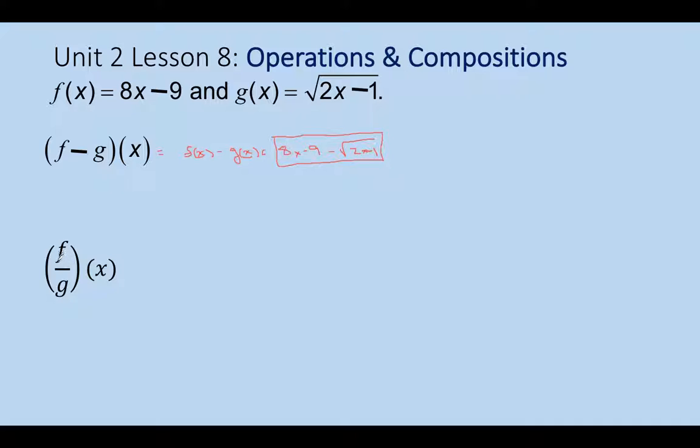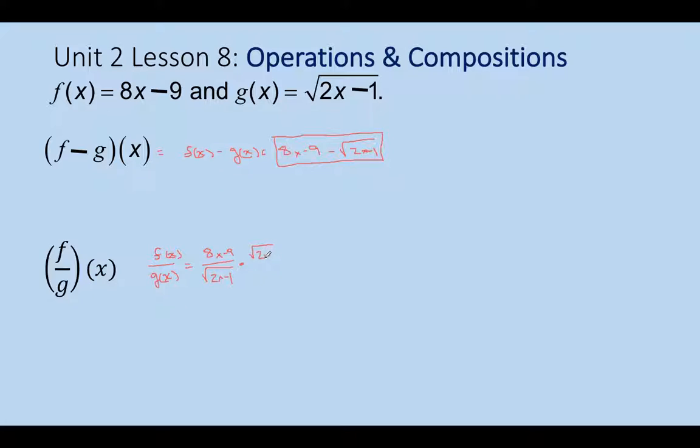All right, f divided by g of x. Well, again, I'm basically just going to take f of x and divide by g of x. And so that means I have 8x minus 9 and divide that out by radical 2x minus 1. If you remember some of those pesky rules from earlier chapters, we don't keep a radical in the denominator. Sorry, would have been nice to have that as your final thing.